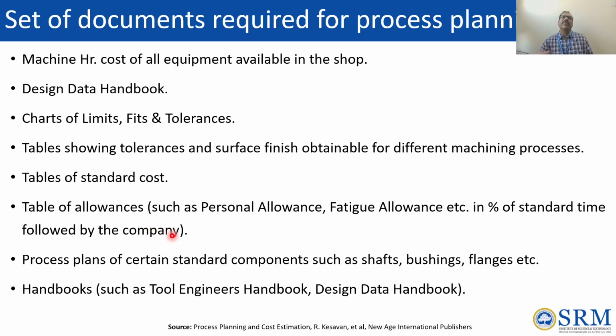Along with that, when we are calculating some cost, we need to consider the allowances, because people can't work like a robot, like 8 hours continuously. So the personal allowance, how much time we can give for it, whether it's 2%, 3% of your overall shift, or fatigue, how much percentage with respect to the standard time, should be defined by the company and will be there as a document. So by keeping all those informations and documents, one can prepare a process plan.